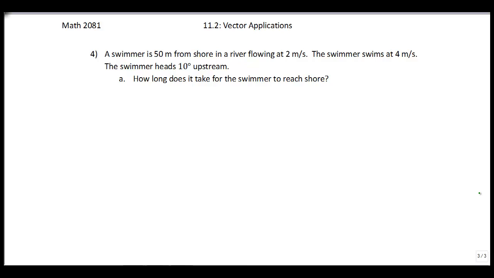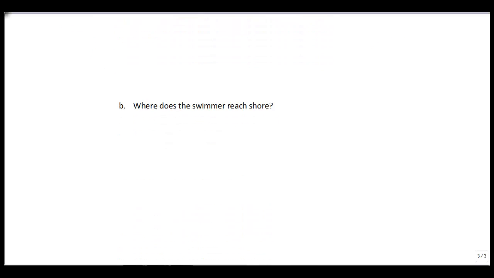Another question, another swimmer here. So it says a swimmer is 50 meters from shore in a river flowing 2 meters per second. Swimmer is still going at 4 meters per second. Now what happens if the swimmer goes upstream, which in my picture is to the left, in a direction that's 10 degrees. So then we figure out how long does it take for the swimmer to reach the shore. And then B, we want to know where does the swimmer reach the shore.